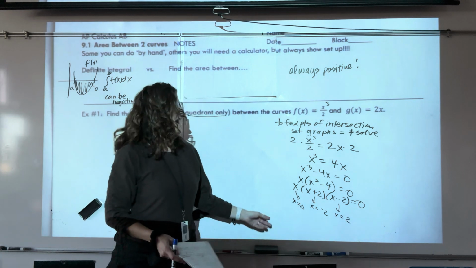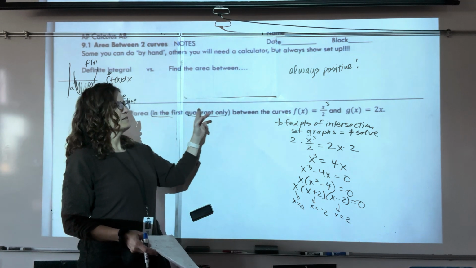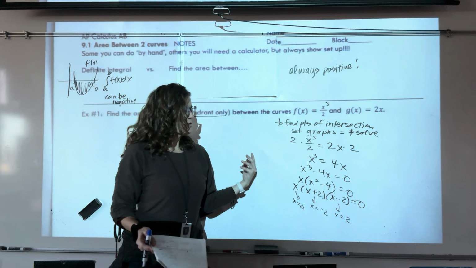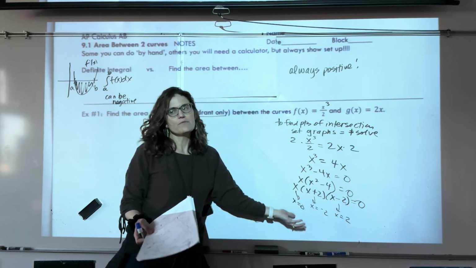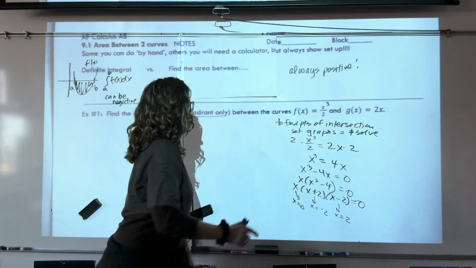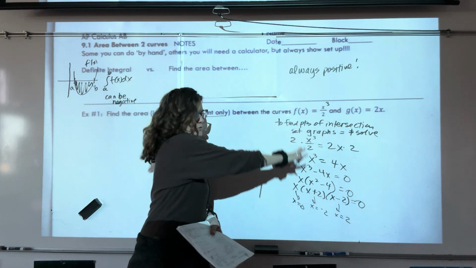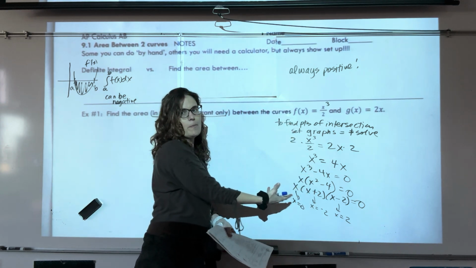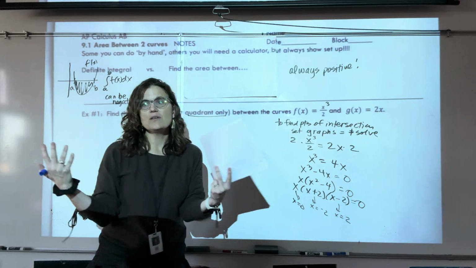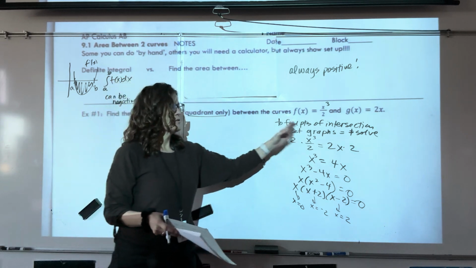Now on this one, they did have that caveat. They said only in the first quadrant. So we're not going to worry about one of these points of intersection. But let's say you had no idea what these graphs look like. You could still do that algebra on the page to solve if it was solvable by hand. If not, you're going to do that work in your calculator. So this is by hand.